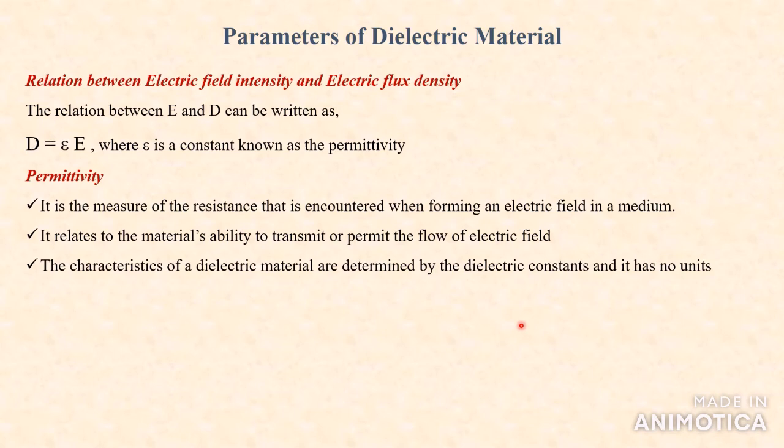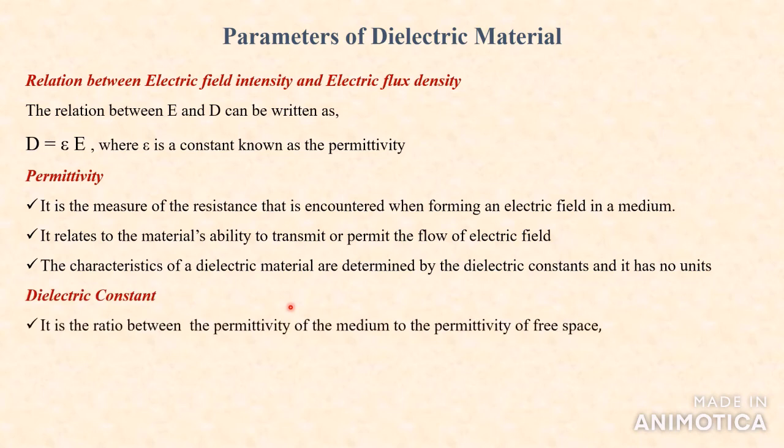So the permittivity defines the characteristics of the dielectric material. Okay, so this is also called the dielectric constant and it has no unit. That is the ratio between the permittivity of the medium to the permittivity of the free space, defined as the dielectric constant epsilon r. So epsilon r is also called the relative permittivity. It is defined as the ratio between the permittivity of the medium to the permittivity of the free space.